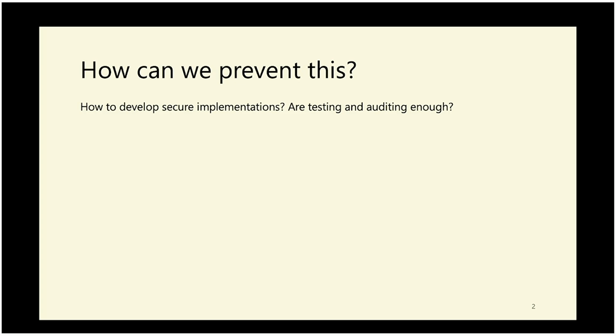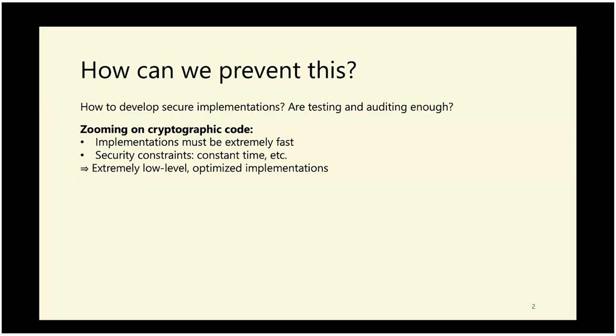Now the question is, of course, how can we improve on this situation? How can we develop secure implementations? Are testing and auditing enough? Of course, I'm trying to sell program verification, and most people here are believers, but I want to zoom in a bit on cryptographic code, which is a topic on which I've worked a lot.